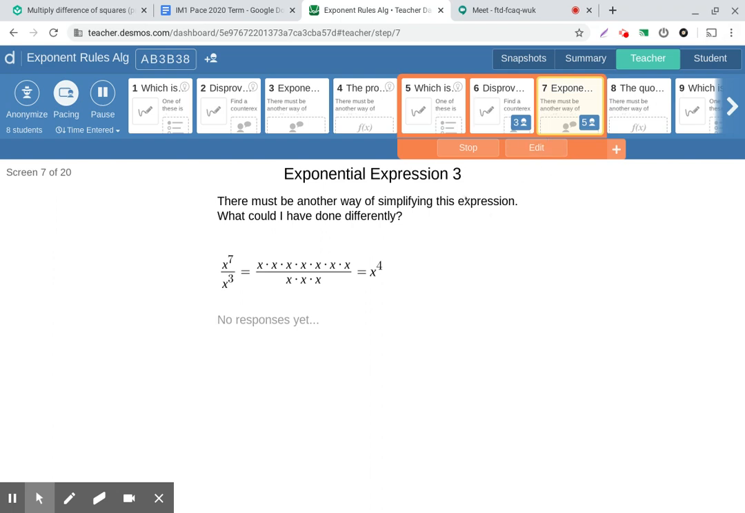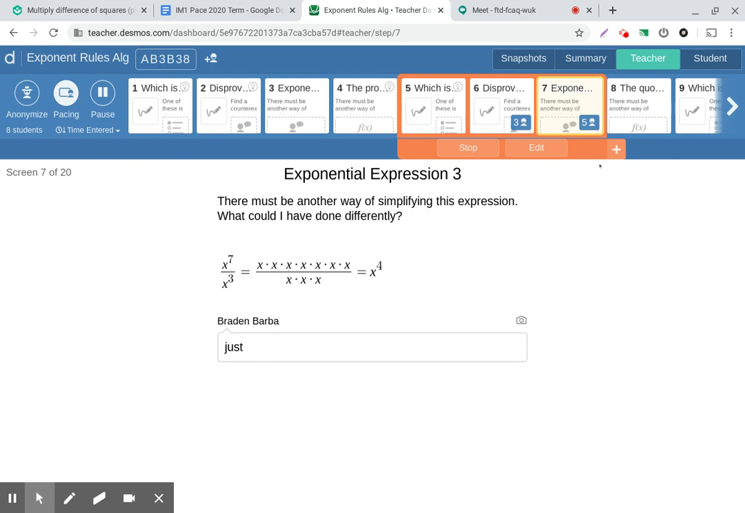It's exactly how you do it. That's why they lined it up. See, x divided by x is 1. x divided by x is 1. So these 3 sets of 1s disappear, and that's why there's 4 left over on the top. There we go.